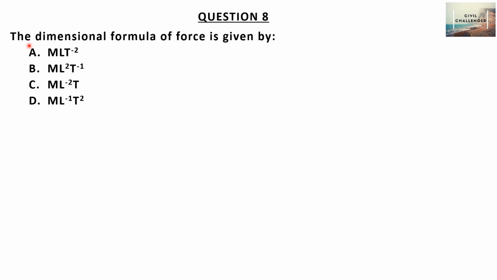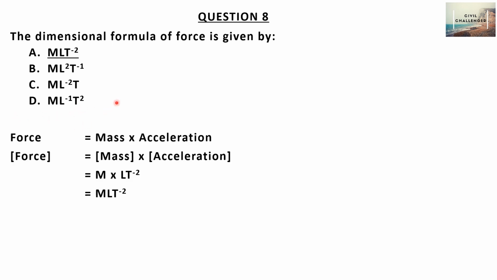The next question is, the dimensional formula of force is given by option A, MLT raised to minus 2, option B, ML square T raised to minus 1, option C, ML raised to minus 2 T, and option D, ML raised to minus 1 T square.